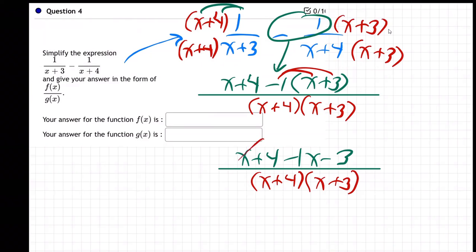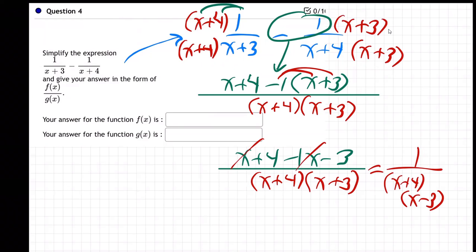Okay, now these guys cancel, x minus x. 4 minus 3 is 1. Let's bring it over here. It's 1 over x plus 4 times x plus 3. And that's our answer. So that's how we do it.